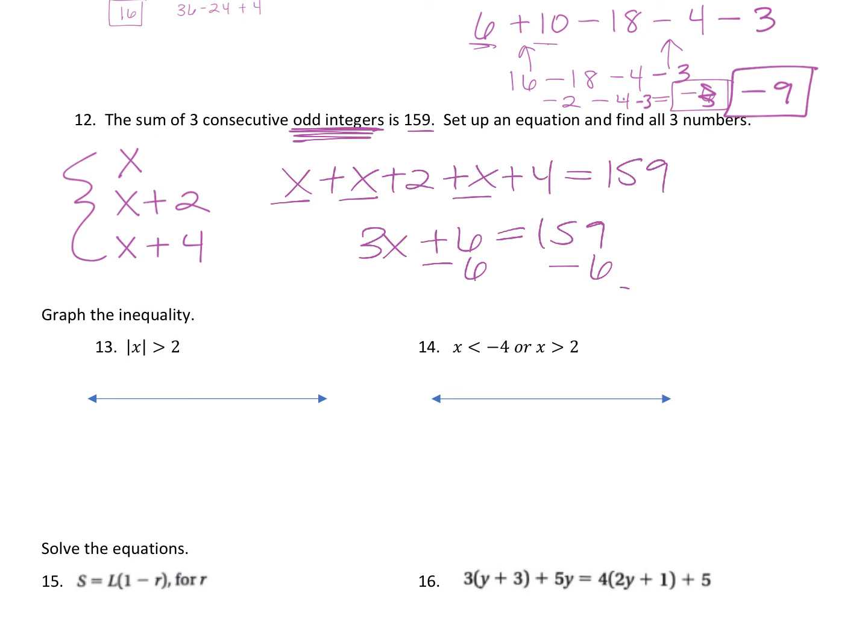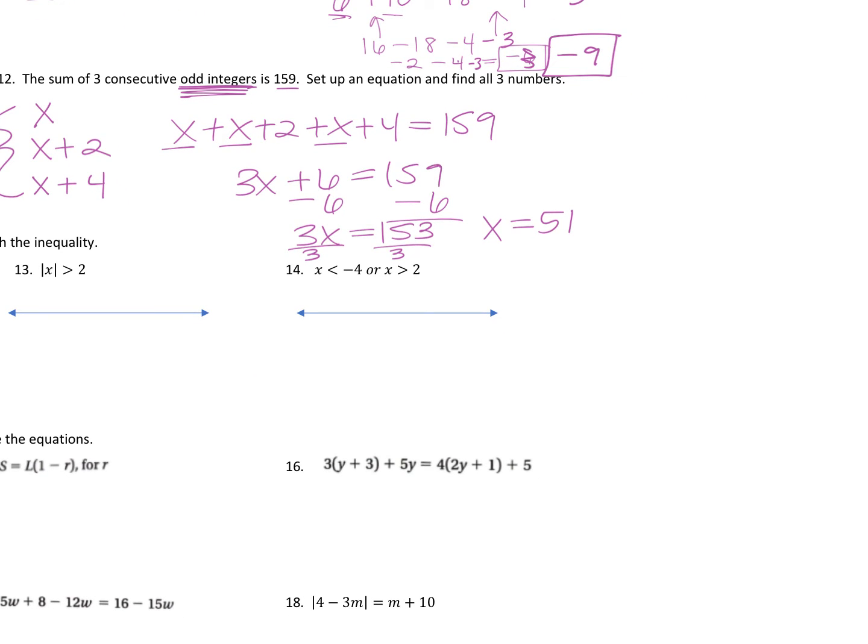We're going to take away that 6. So 3x equals 153. And then divide by 3. So x is 51. What's your answer? The sum of 3 consecutive odd integers. Set up the equation. Find all 3 numbers. 51, 53, 55. Okay.